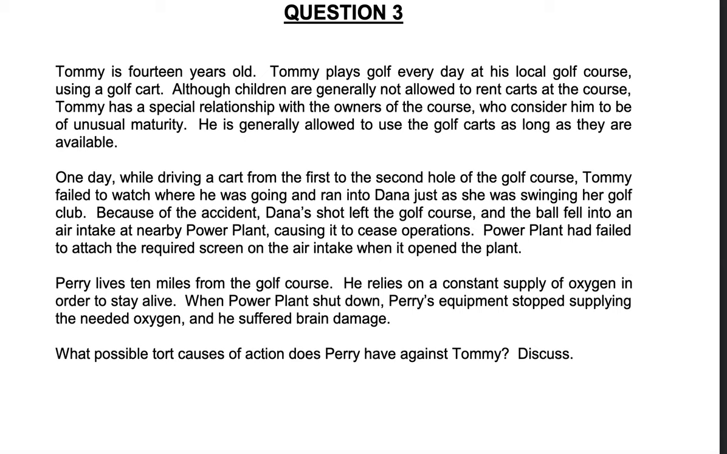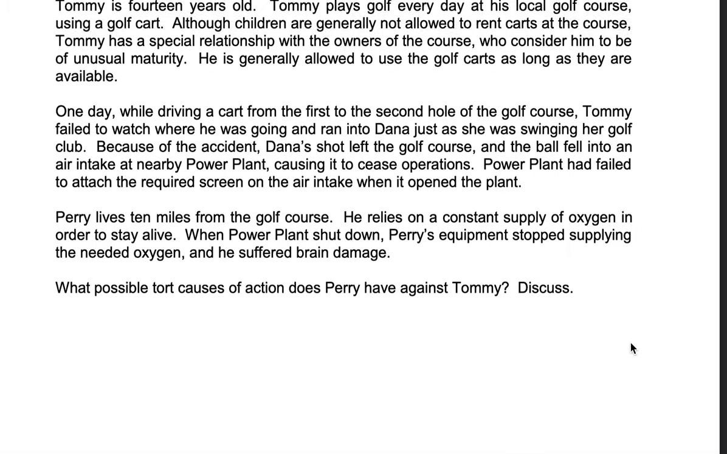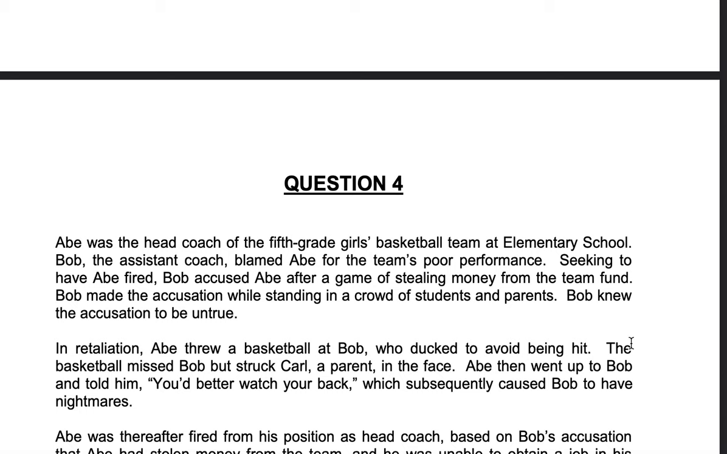Perry lives 10 miles from the golf course. He relies on a constant supply of oxygen in order to stay alive. When the power plant shut down, Perry's equipment stopped supplying the needed oxygen. He suffered brain damage. What possible tort causes of action does Perry have against Tommy? Discuss. That's the question. It's a pretty short, fact-packed pattern. Some of them are much longer.